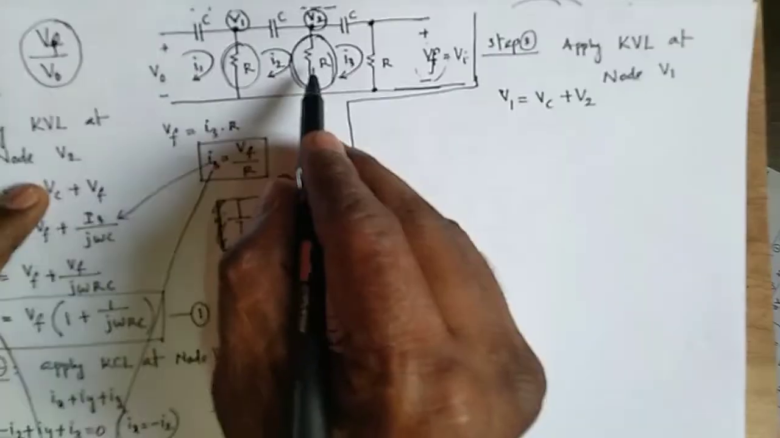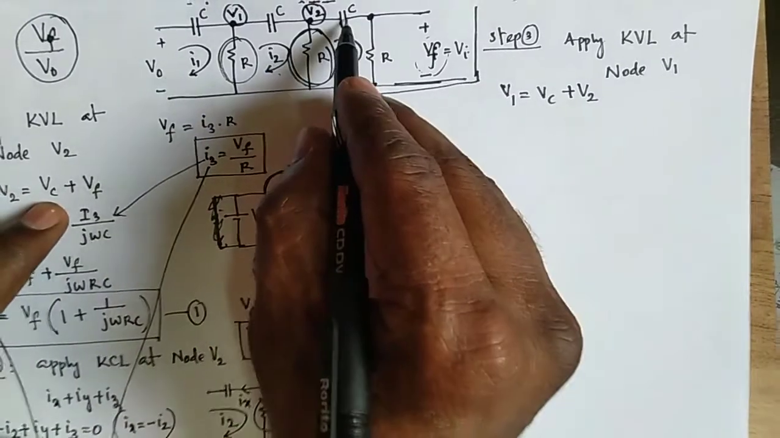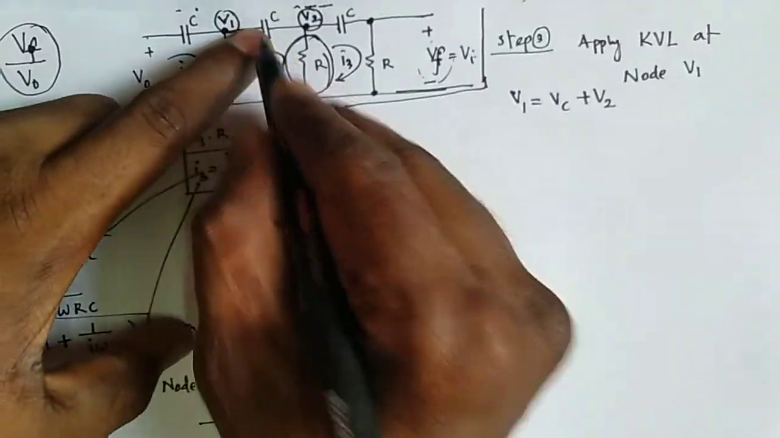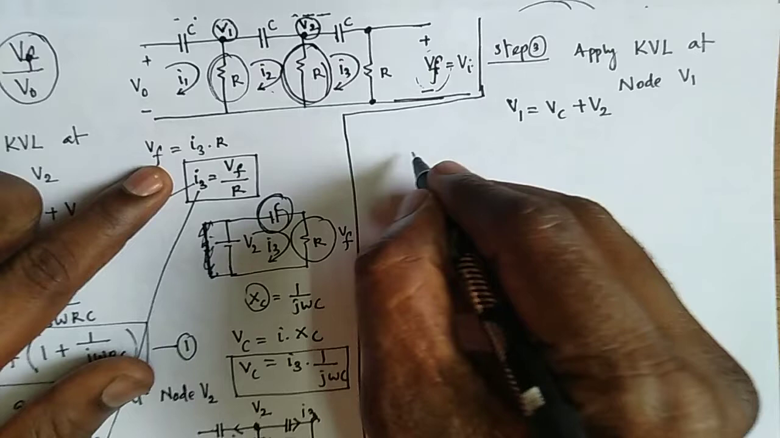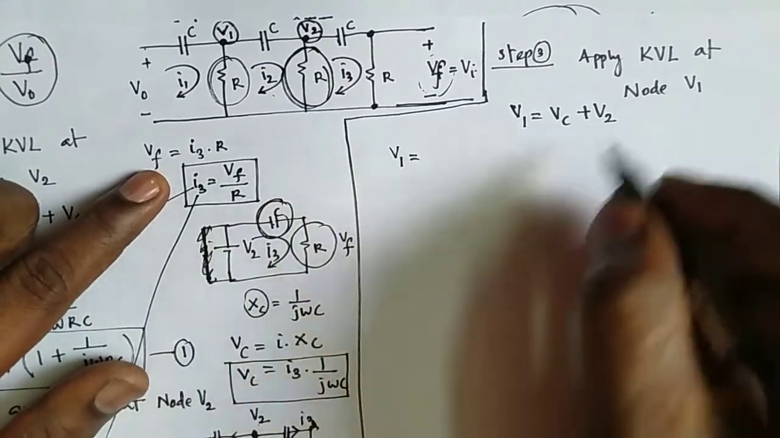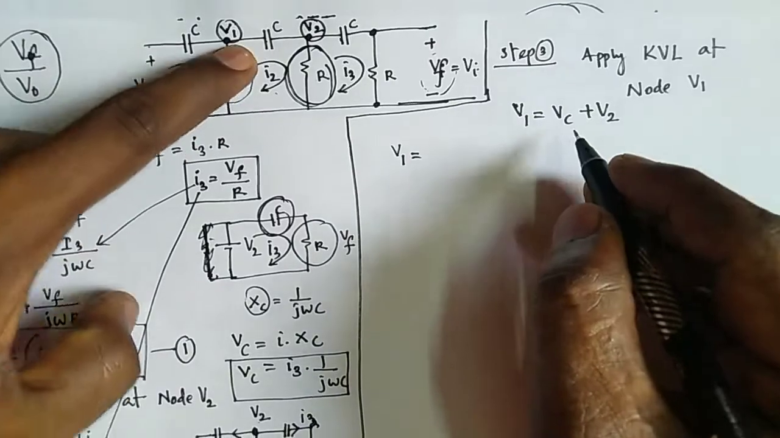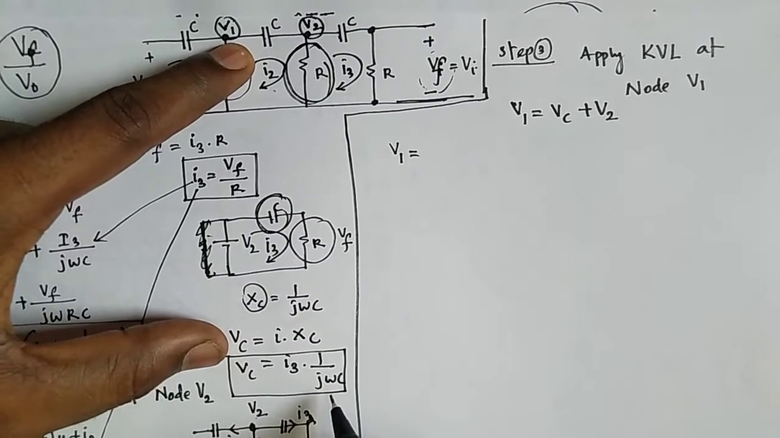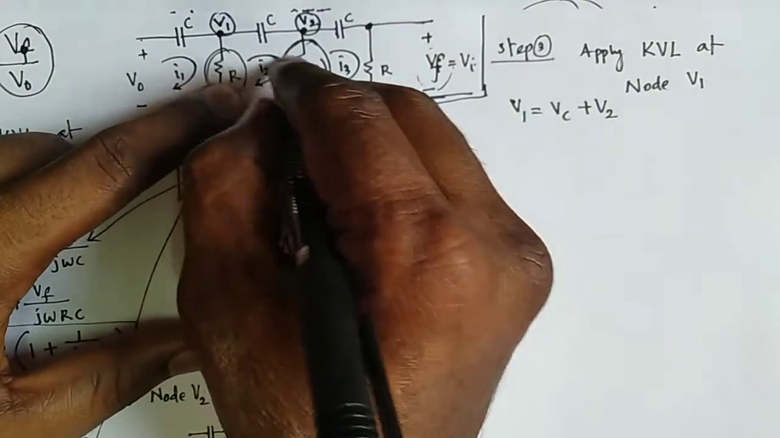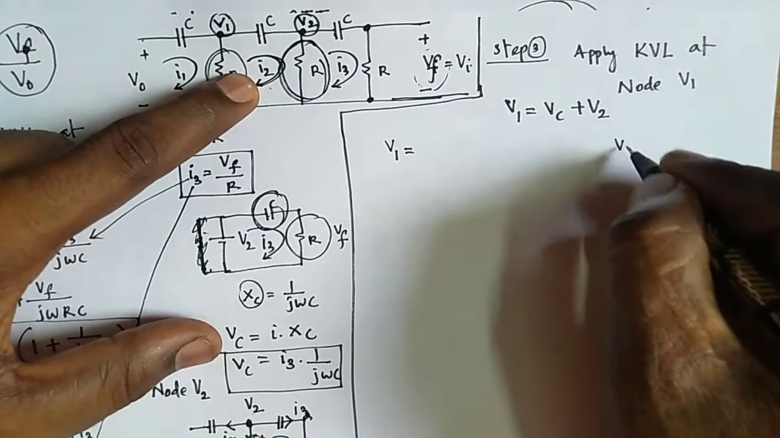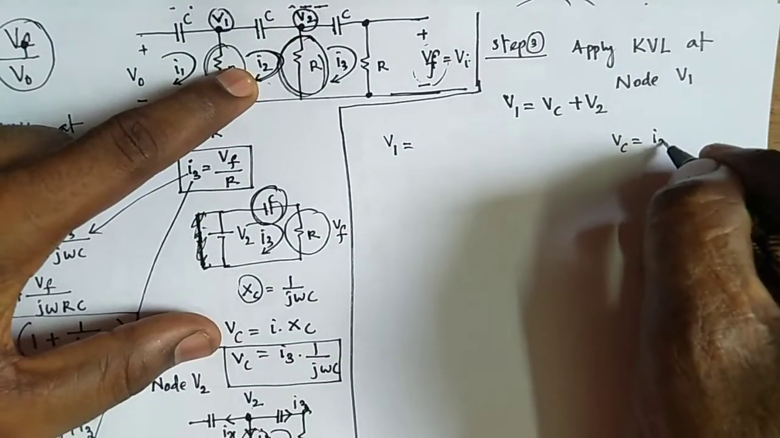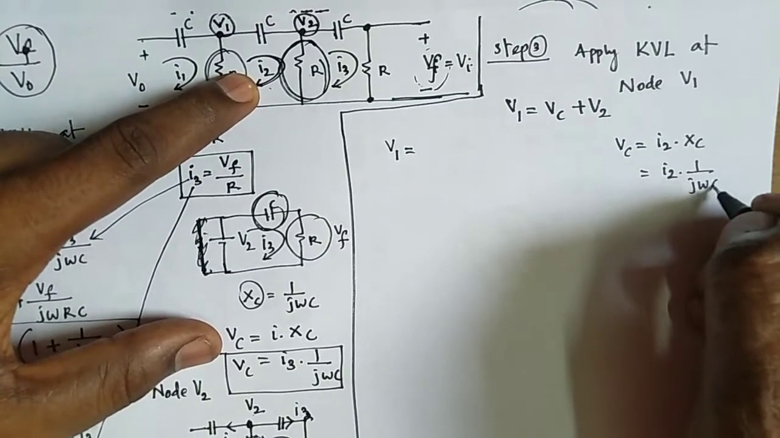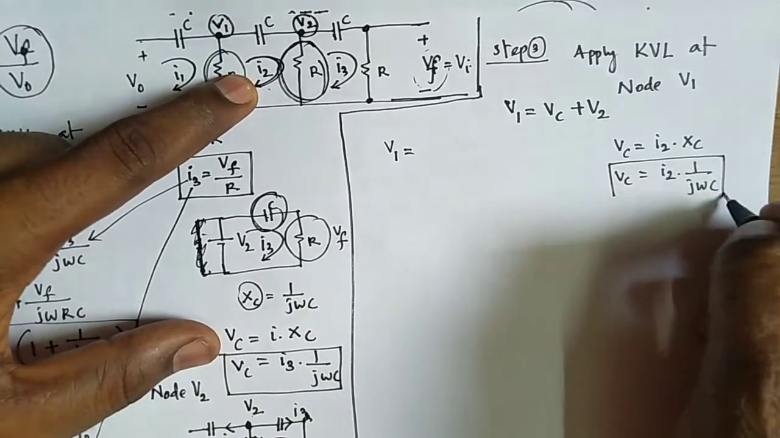In the previous case, V2 is equal to VC plus VR, and VR is equal to the Vf value. Here V1 is equal to the voltage drop across the capacitor plus the V2 value. Now V1 is equal to VC. What is the formula for VC? You can simply take I2 into the impedance value. This is the I2 value. So VC is equal to I2 into XC, where XC is equal to 1 by j omega C. That is the formula for VC for this case.